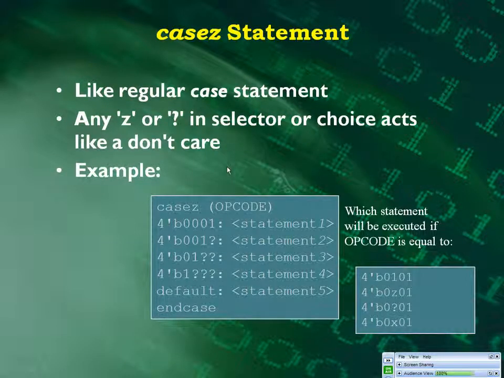Now we also have what's called a case Z statement. It's like the regular case statement, but any Z or a question mark in the selector or a choice acts like a don't care. So here we have case Z, then some opcode. We have 4-tick B0001 in a statement. Okay? My question here now is, which statement will be executed if opcode is equal to 4-tick B0101?